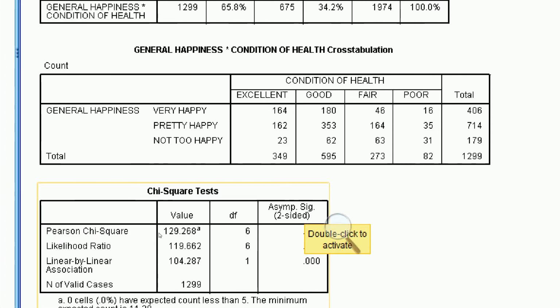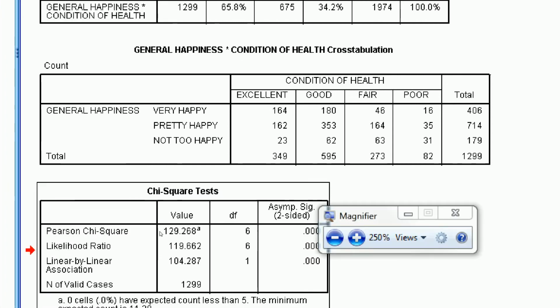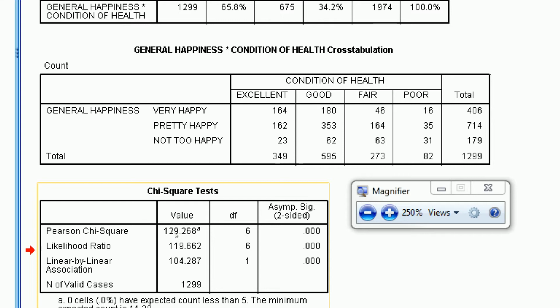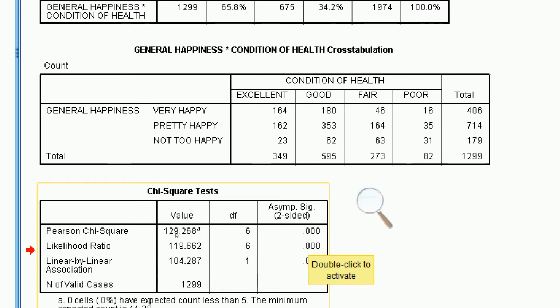That's our p-value. And our p-value in this case is effectively 0, which means that we can reject the null hypothesis at a conventional alpha level, let's say like 0.05. The null hypothesis basically is that these two variables are independent. And so we can reject that in favor of the research hypothesis that there is some relationship between health and happiness that holds in the population.